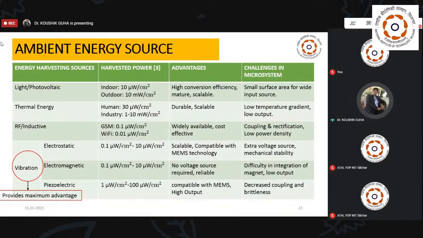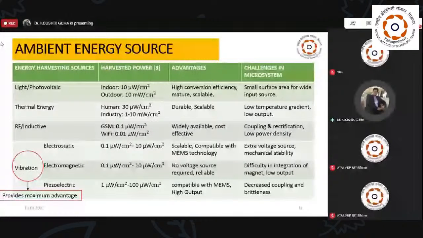Then it may be electromagnetic transduction. That means the harvested power is in the same range, 0.1 to 10 microwatt. But the advantage is no voltage source required. It is also reliable, but there is difficulty in integration of the magnet, low output, because the magnet is a bulky thing. In electromagnetic, you require the magnet, so magnetic integration, magnetic interaction is also one of the issues.